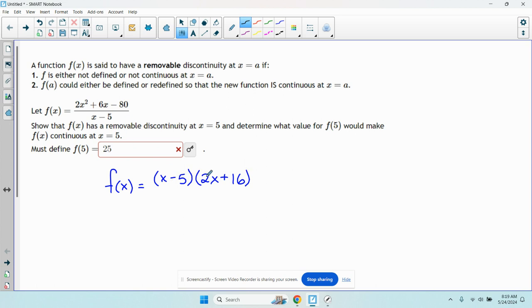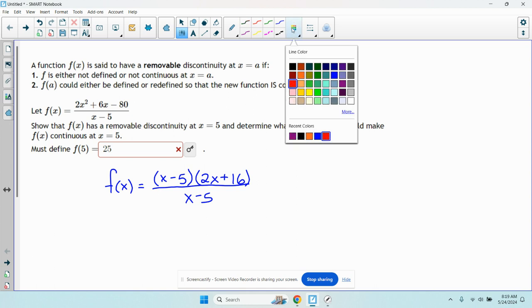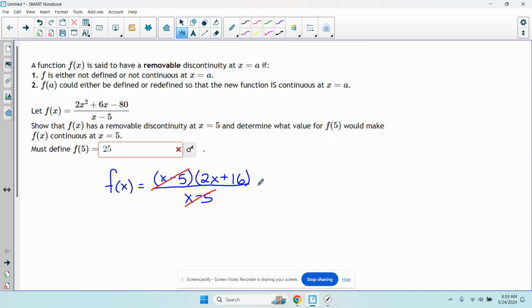So let's see here. If I multiply this out, I get 2x squared plus 16x minus 10x, which will give me the positive 6x, minus 80. So it looks like that's what the top is factored over x minus 5. Now we're able to cross out the factor of x minus 5, which leaves us with a function of 2x plus 16, in which case 5 is no longer an issue because we've removed the discontinuity. So when we plug in 5, we get 2 times 5 plus 16, which is 26.